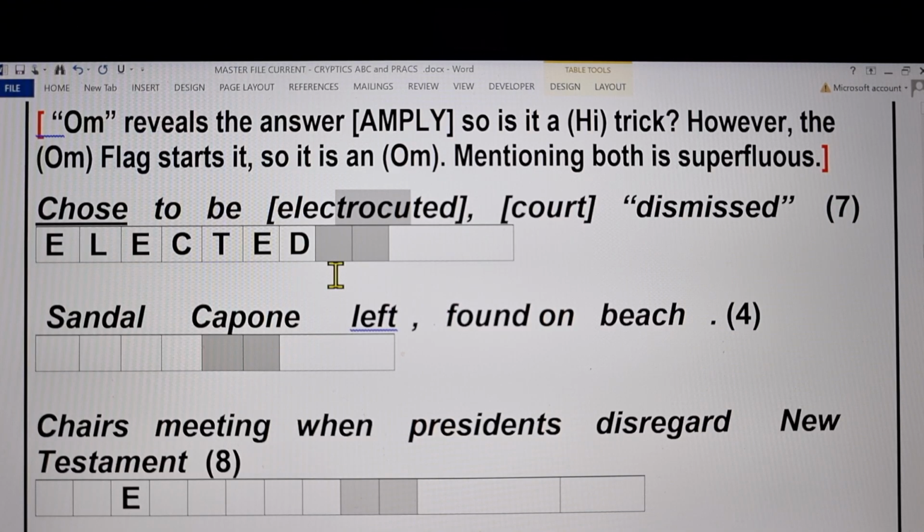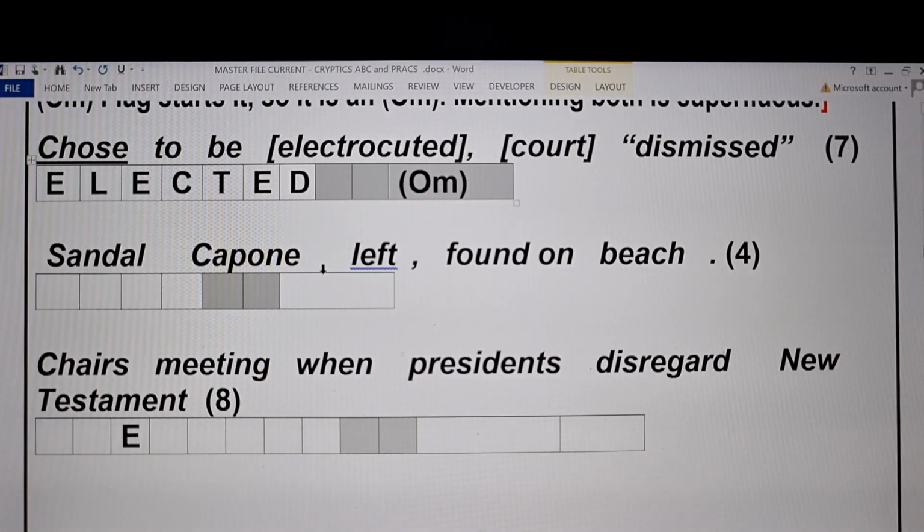C-O-U-R-T. Take it out, and your answer is exactly there, elected. But it's not hidden. Even though it's hidden there, it's not a hidden. To me, it's an omission. Again, only purely semantics. You use what you like, but I'd say it's omission. Okay, done. Next one.